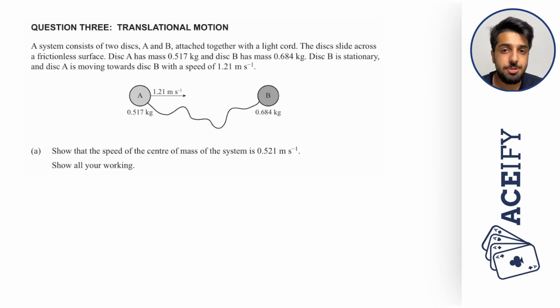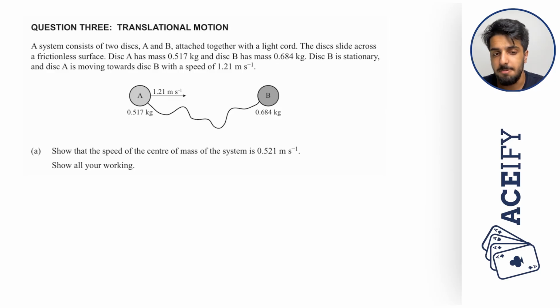Okay, moving on to question 3 now. A system consists of two discs, A and B, attached together with a light cord. The surface that A and B slide on is frictionless, and A has a mass of 0.517 kgs, and B has a mass of 0.64 kgs. B is stationary, and A is moving towards B, with a speed of 1.21 meters per second. Show that the speed of the center of mass of the system is 0.521 meters per second.